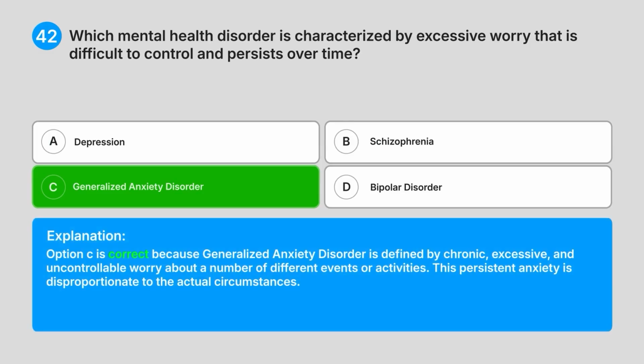Explanation: Option C is correct because generalized anxiety disorder is defined by chronic, excessive, and uncontrollable worry about a number of different events or activities. This persistent anxiety is disproportionate to the actual circumstances.